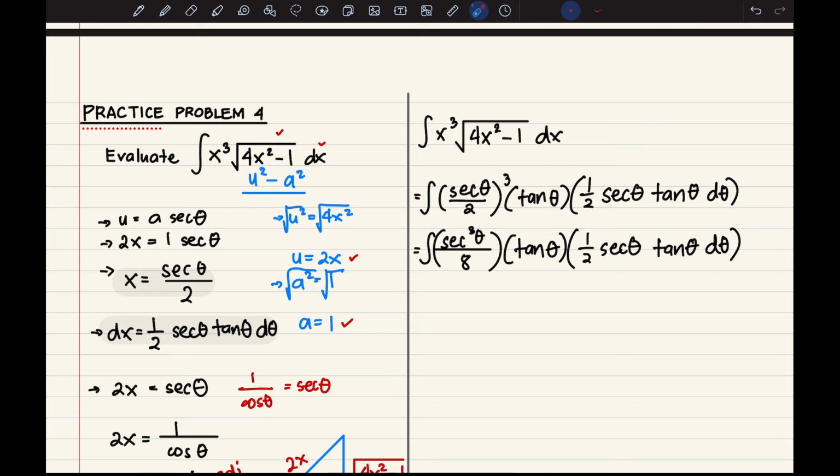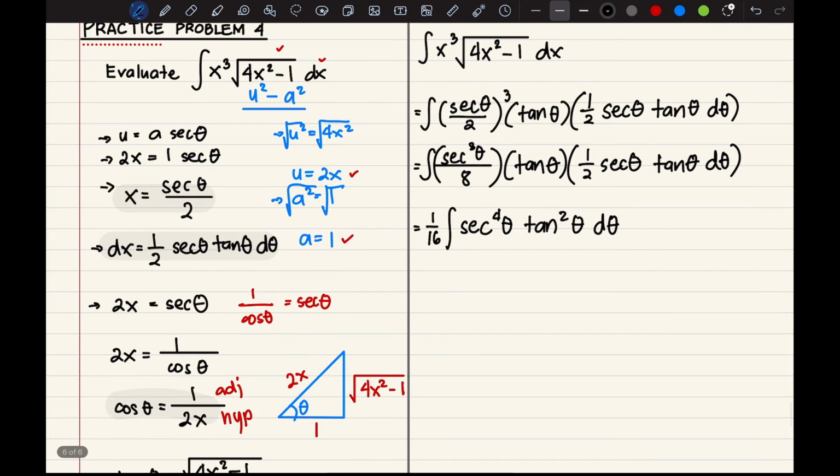And then next gagawin natin, lahat ng constant dito sa equation natin, ilalabas natin sa integral sign. So we have 1/8, we have 1/2. So pag nilabas natin, they will combine into 1 all over 16. And then integral sign. And then we combine all like terms here in our equation. So we have 3 secant theta here and then another secant theta here. So all in all, we have 4 secant thetas. So secant to the 4th theta. And then we have tangent theta, tangent theta. All in all, we have 2 tangent thetas. Tangent squared theta. And then we have differential theta.